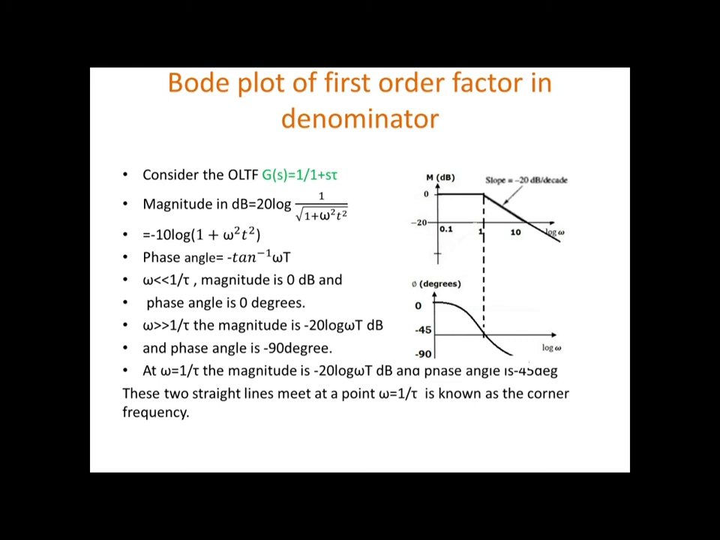And next we will consider what will happen if the first order factor has repeated poles, that is at minus 1 by tau or minus 1 by t. That means the transfer function will be 1 by 1 plus st whole to the power n. So if it is multiplied by n, for the phase angle it will be minus n times tan inverse omega t, and for the magnitude plot it will be n times 20 log 1 by root of 1 plus omega square t square. So just like the previous example, we can easily find the bode plot of the first order factor when it is multiple.